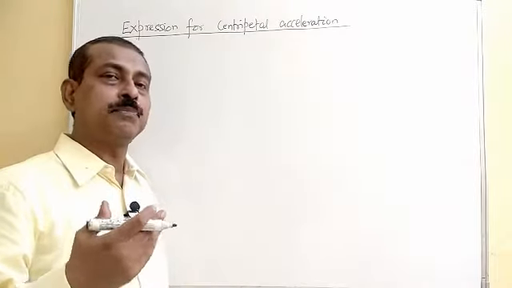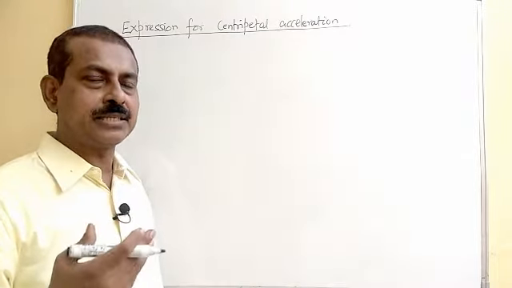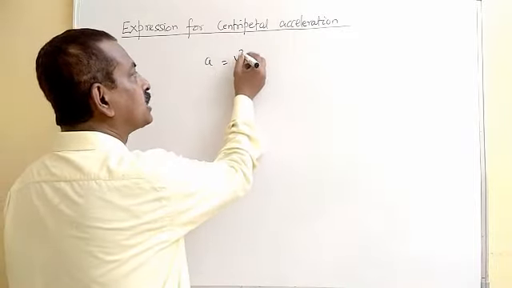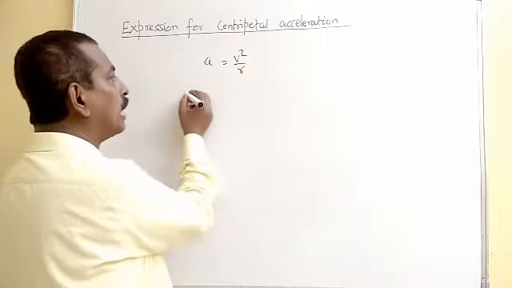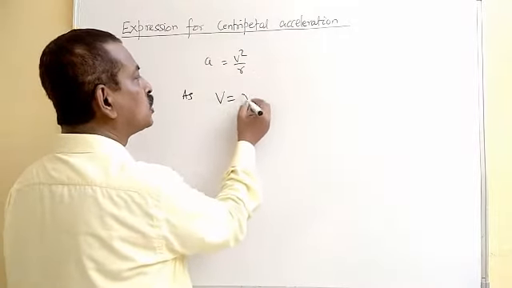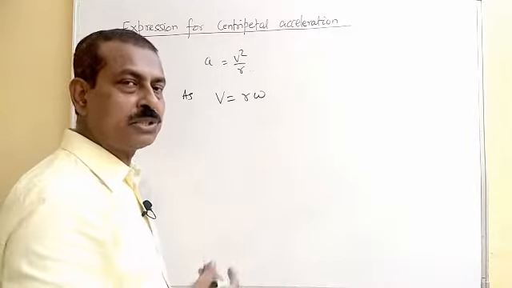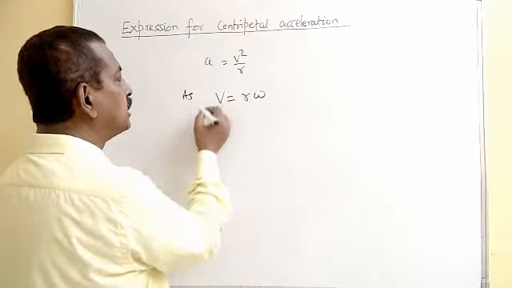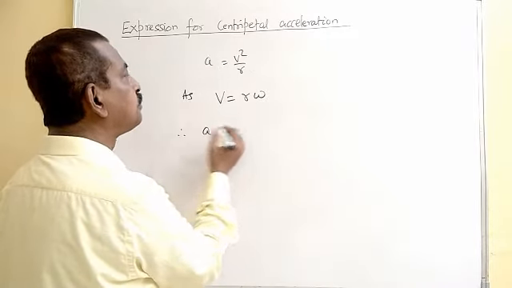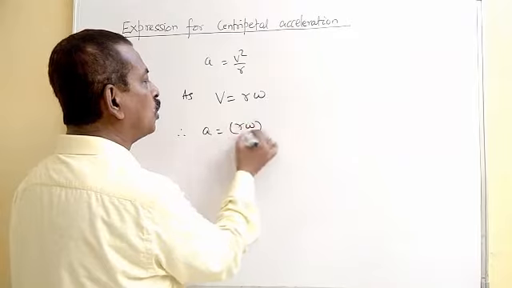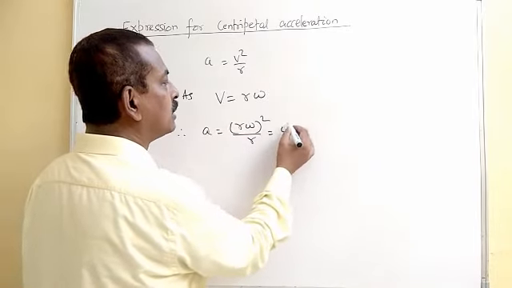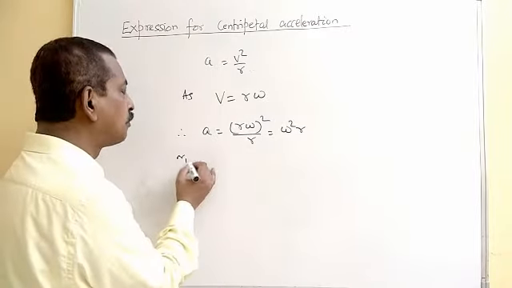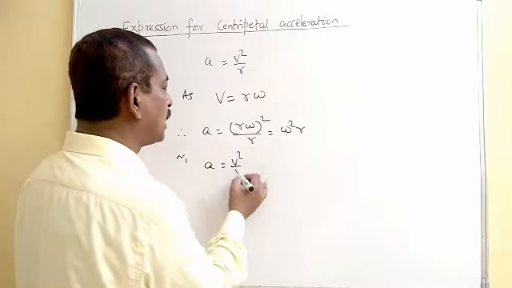So now we can get the expression for centripetal acceleration in different forms also. What we have derived, centripetal acceleration, was V square by R. Now as V is equal to R omega, the relation between linear speed and angular speed we derived just now, putting this, A will be equal to R omega whole square by R. That is your omega square R, as one R gets cancelled.